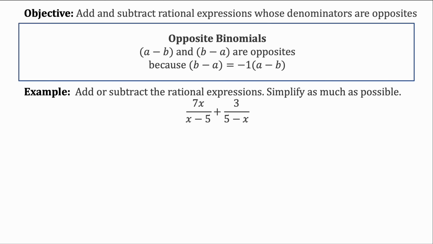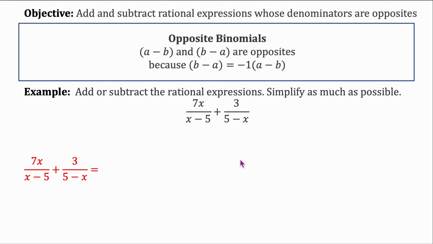Now let's do one that looks a little more complicated. Now here, this is an idea that can be a little bit strange. A minus b and b minus a are opposites. So b minus a is the same as negative 1 times a minus b. So when we're asked in this example to add or subtract the rational expressions, and one has a denominator of x minus 5 and the other has a denominator of 5 minus x, well, technically, they're opposites. So we can do it pretty easily as long as we use that negative 1 to our advantage.